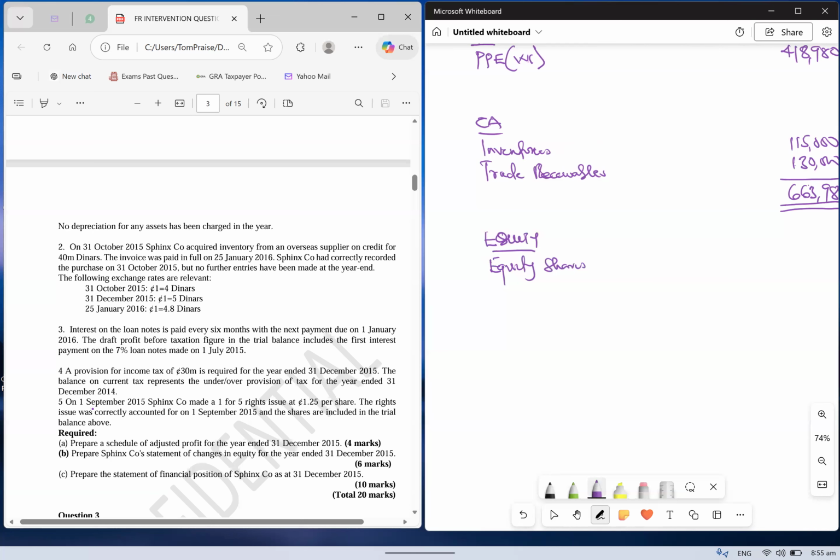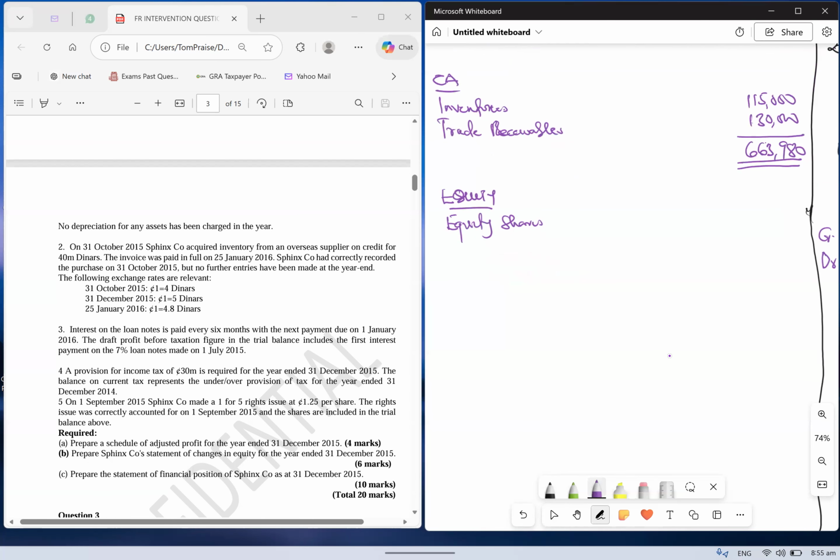Or if they tell you that it has already been done, like what I'm seeing here now, it says that in September, Fins made the rights issue. This rights issue was correctly accounted for in September 2015. It means they've already done it. So if they've done it, that means our job is done. It means that we won't do anything new. They've done it. Share premium.